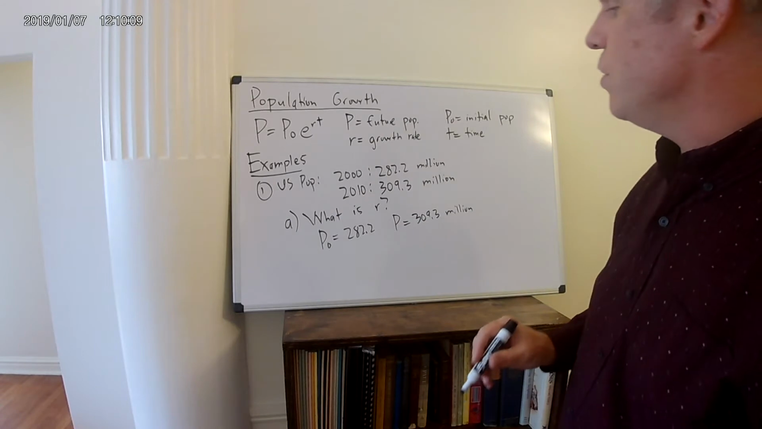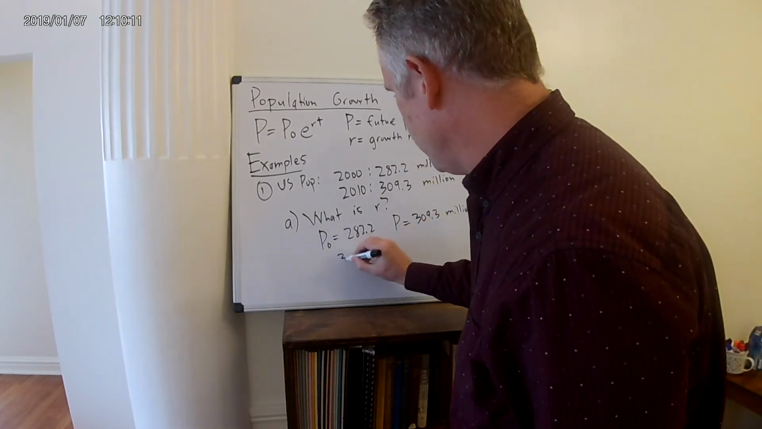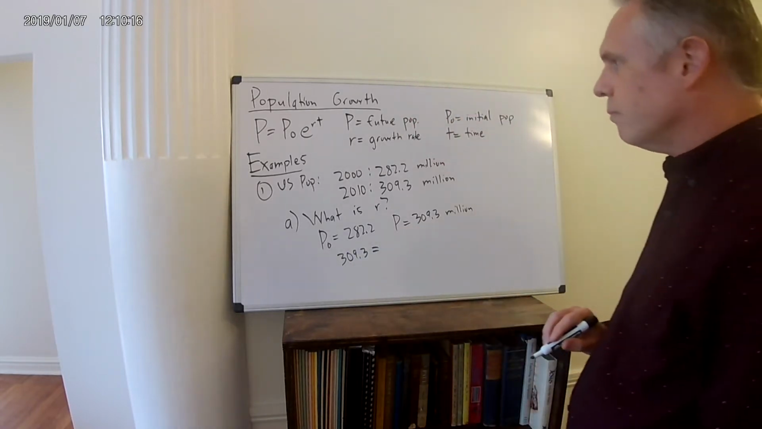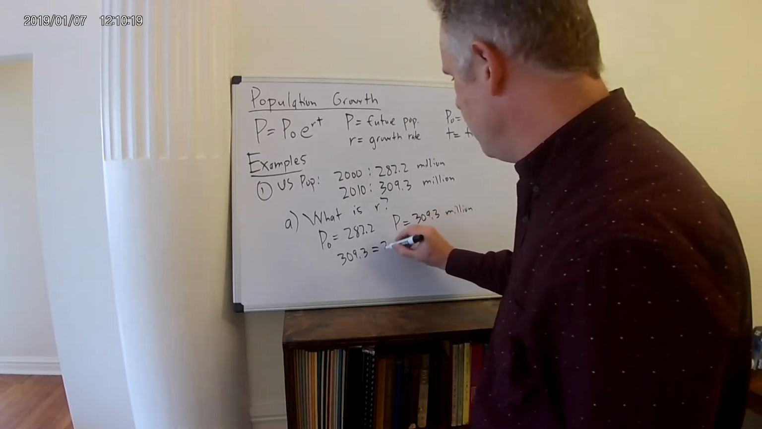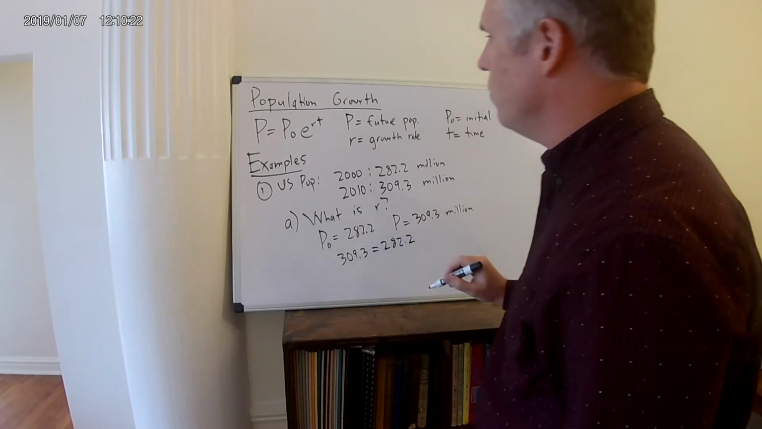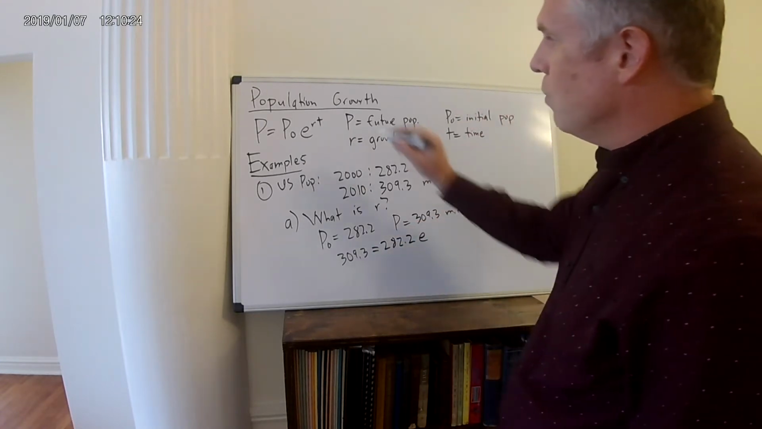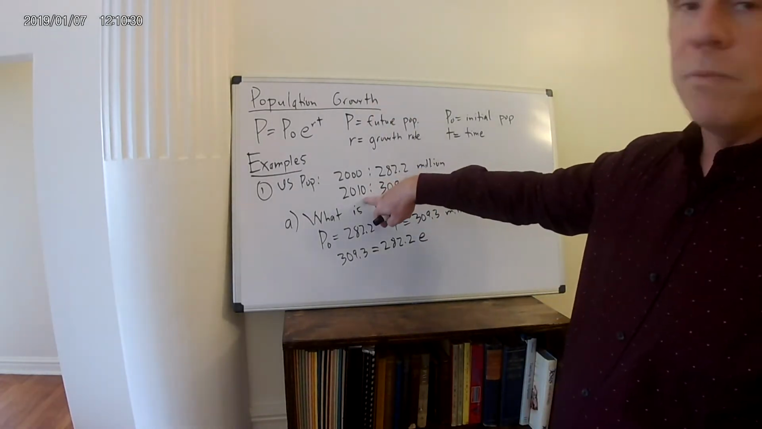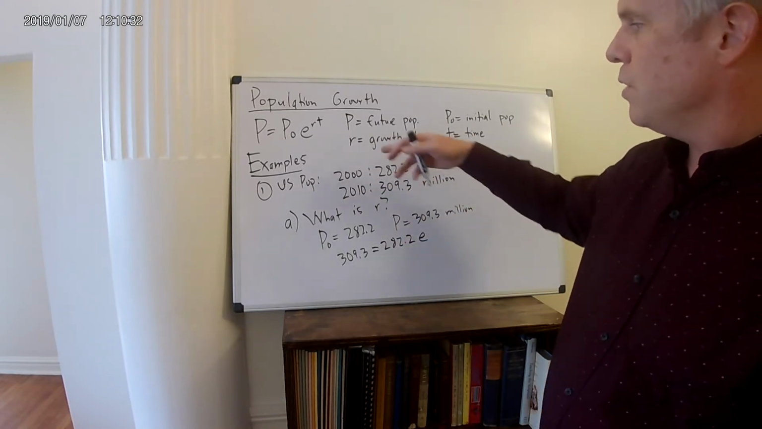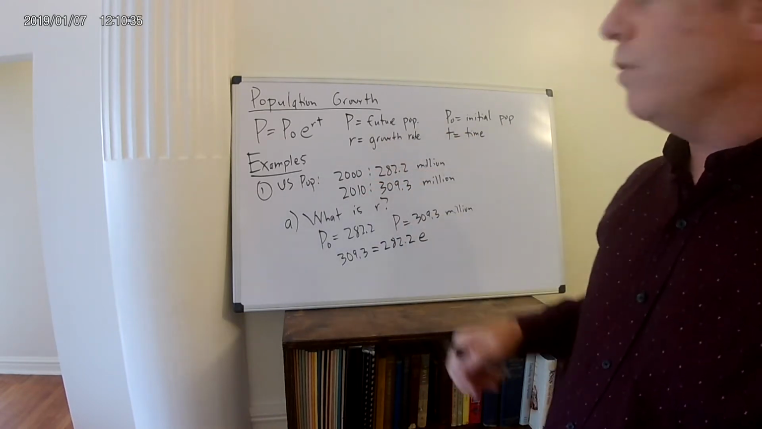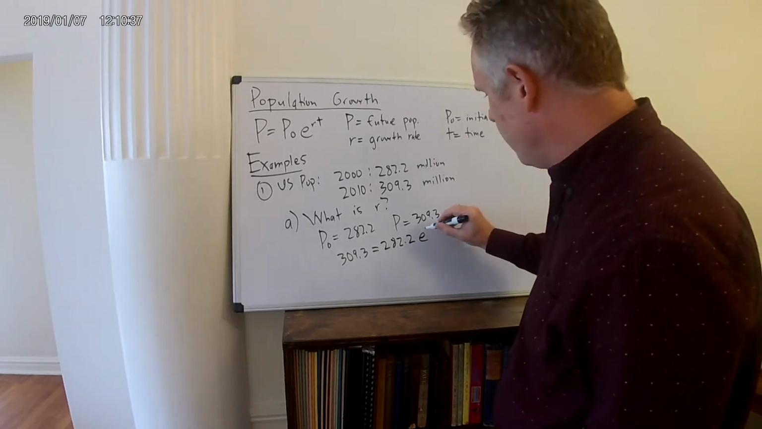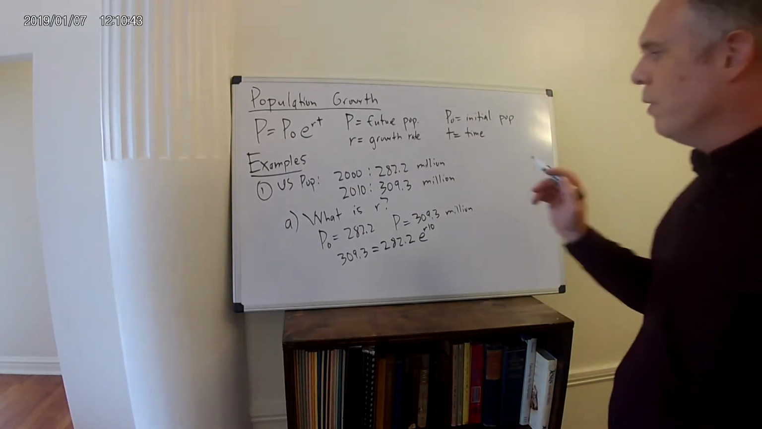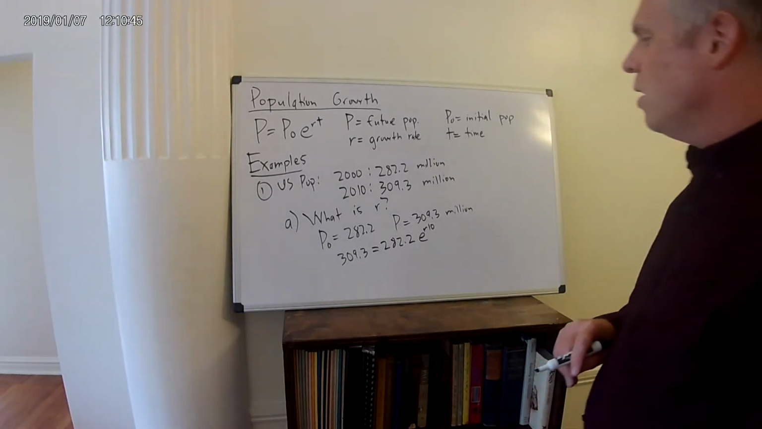We can use this equation now. Our future population is 309.3. I'm not going to write the million to save some time. Our initial population is 282.2 million. Then we have e. We don't know what r is. Now, what is t? If this is our future population and this is our initial population, our t is 10 years, because this is 10 years in the future. So we have an r here that we don't know, and we have a 10. Now we want to solve this equation for r, for our growth rate.